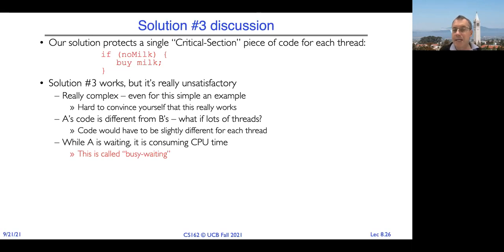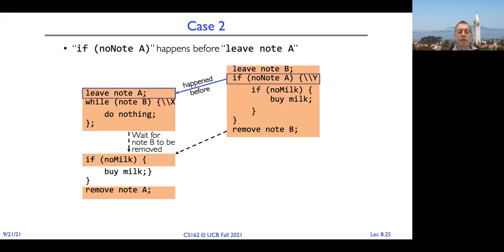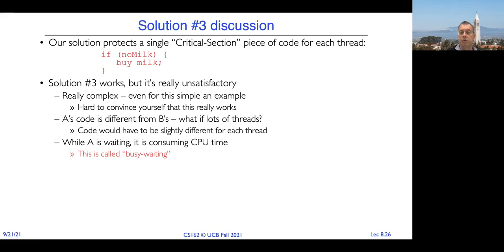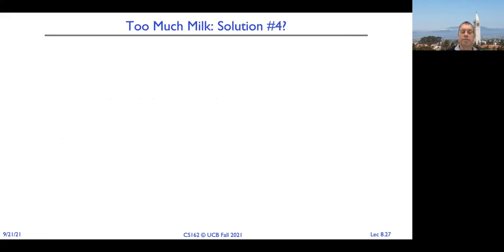And also A's code is different from B's code. What if you have not 2 threads, but 3 threads or 10 threads, right? And finally, yes, we have a wait here, but it's busy waiting, right? This thread A consumes the CPU resources while waiting. We don't want that in general. So let's look for better ways.